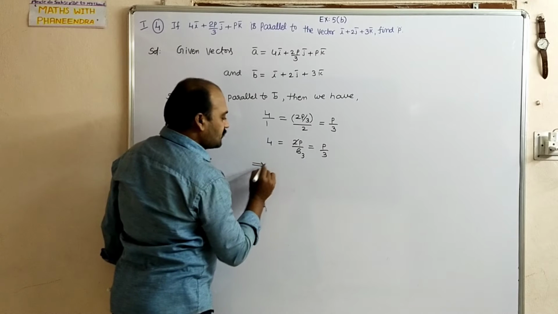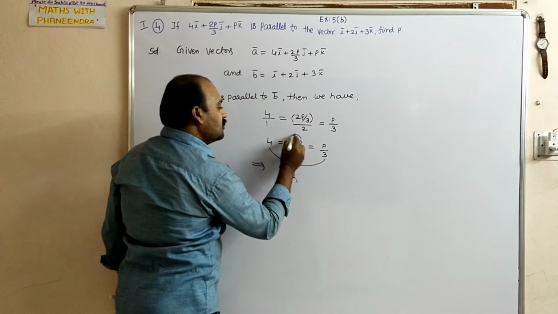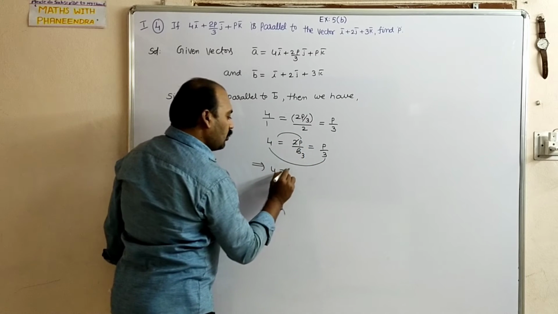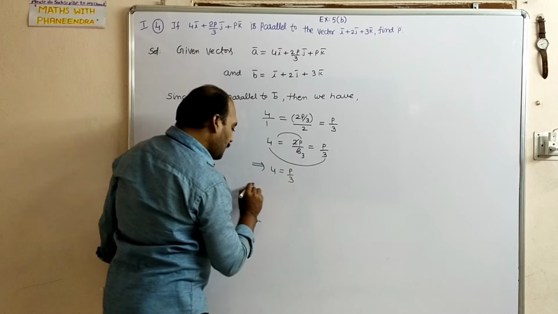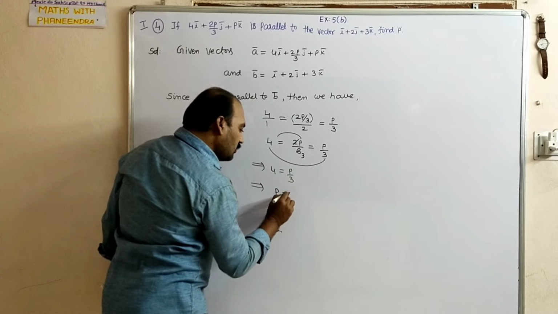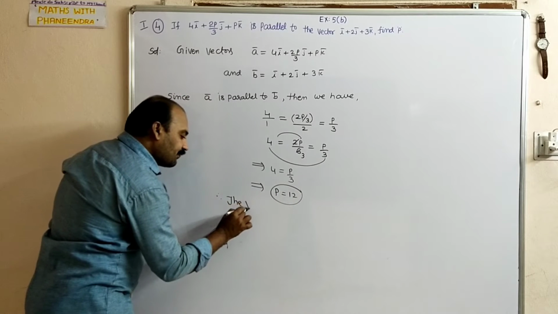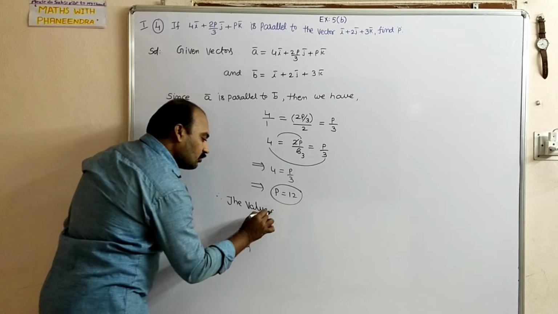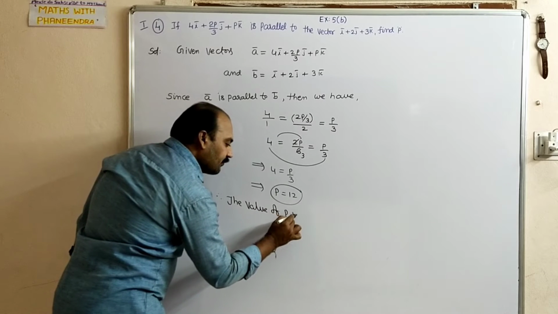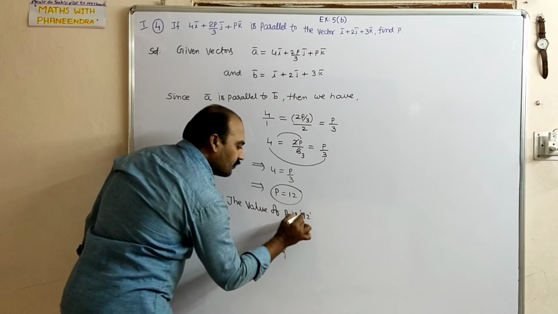So that implies equating these two or these two. 4 equal to p by 3. Cross multiplying, p equal to 12. Therefore, the value of p is 12.